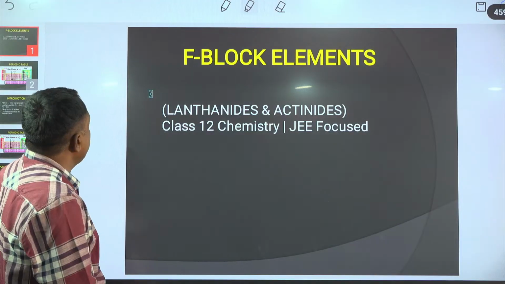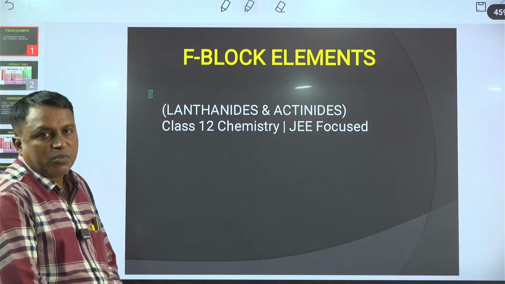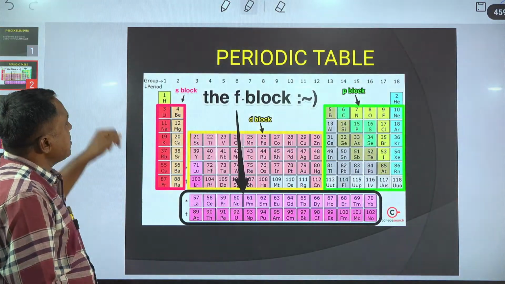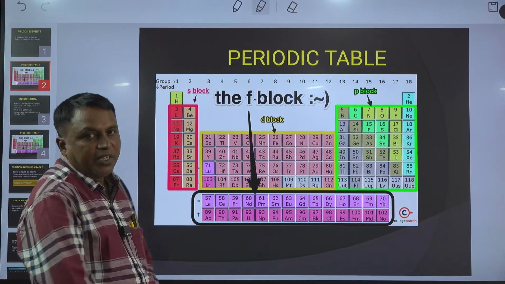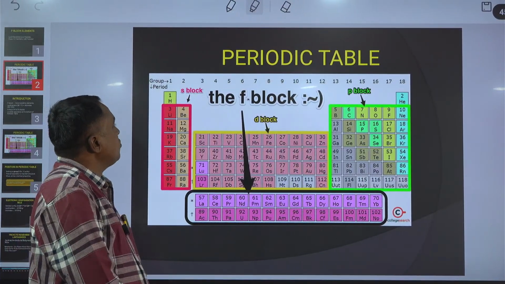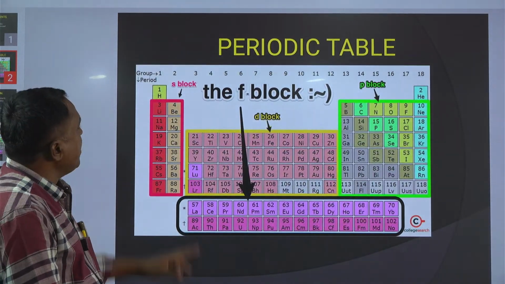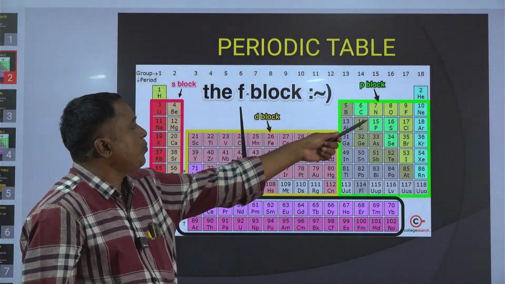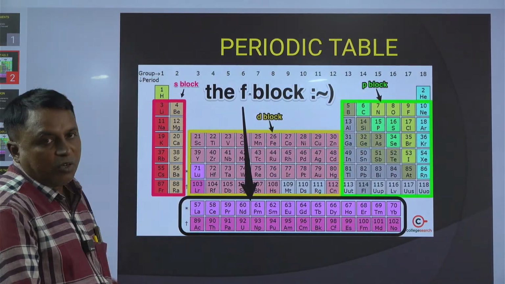In this video I am going to explain lanthanides first. After that we are going to discuss the actinides. First, this is very familiar from your chemistry. This is the periodic table, and it is divided into 4 blocks. This is the s-block elements, this is the p-block elements, this is the d-block elements, and this is the f-block elements.